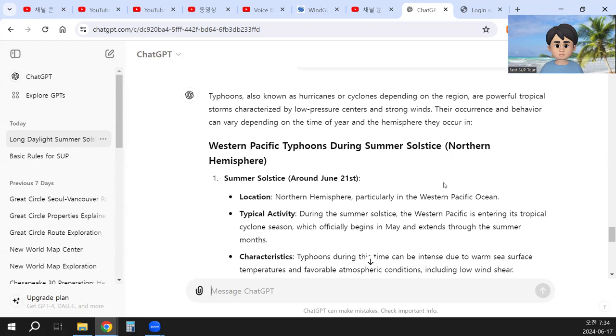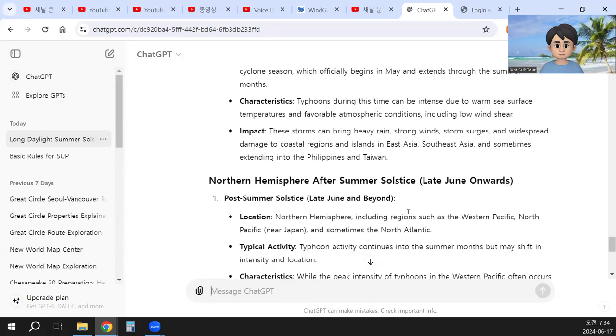During the summer solstice, the West Pacific is entering its typical cyclone season, which officially begins in May and extends through the summer months. Typhoons during this time can be intense due to warm sea surface temperatures and favorable atmospheric conditions, including low wind shear. These storms can bring heavy rain, strong winds, storm surge, and widespread damage to coastal regions along East Asia and Southeast Asia, and sometimes extend into the Philippines and Taiwan.